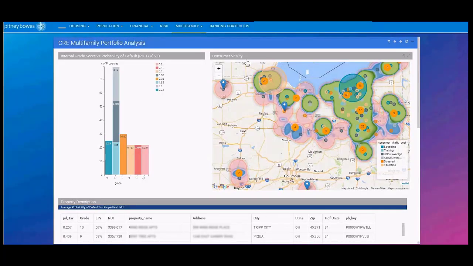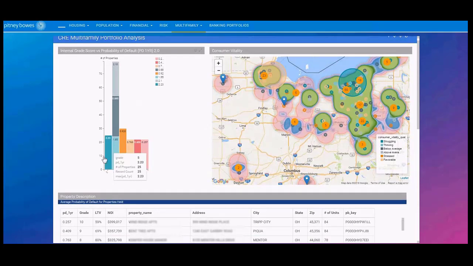In this example, I'm looking at consumer vitality. This becomes very valuable to be able to visually see where the properties are located and what the consumer vitality and other factors may be. Here, it's a scale of 1 through 10, 10 being the worst, but I want to focus on these properties that have a grade of 6 that have an increase in risk. So I'm going to click on that bucket.